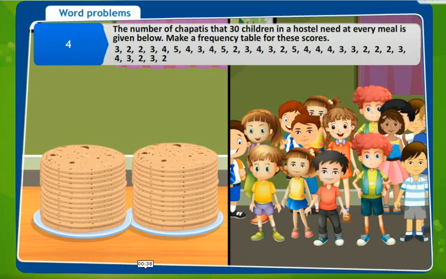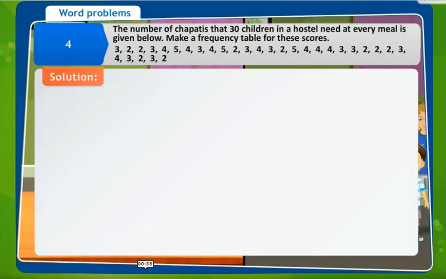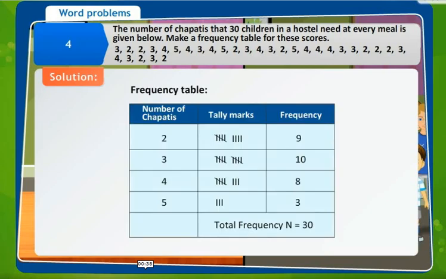Another example, the number of chapatis that 30 children in a hostel need at every meal is given below. Make a frequency table for these scores. Now look at the information given. Again we will make 3 columns. We are going to set this frequency for 30 children. So 3 columns you will make: number of chapatis, tally marks and frequency.